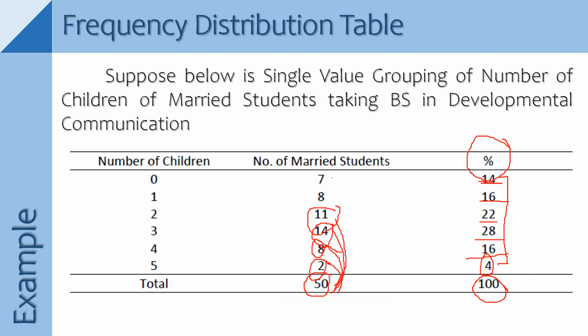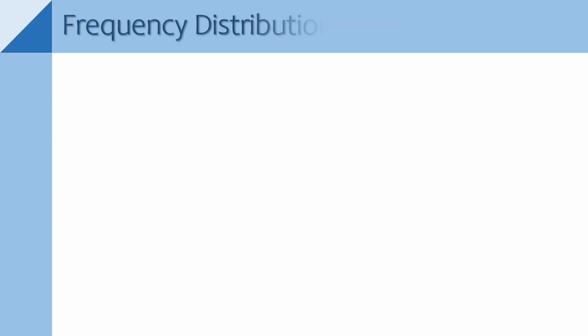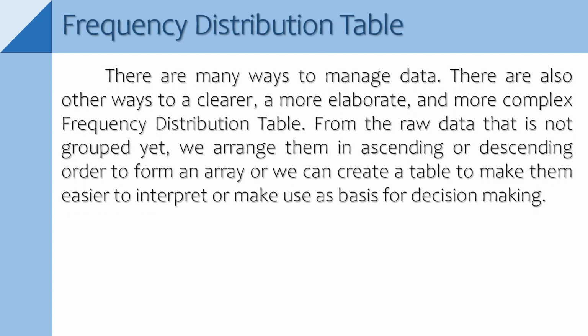So that is how to create the ungrouped frequency distribution table. Okay, so next, there are many ways to manage data. There are also other ways to make a clearer, more elaborate and more complex frequency distribution table. From the raw data that is not grouped yet, we arrange them in ascending or descending order to form an array, or we can create a table to make them easier to interpret or use as a basis for making decisions.